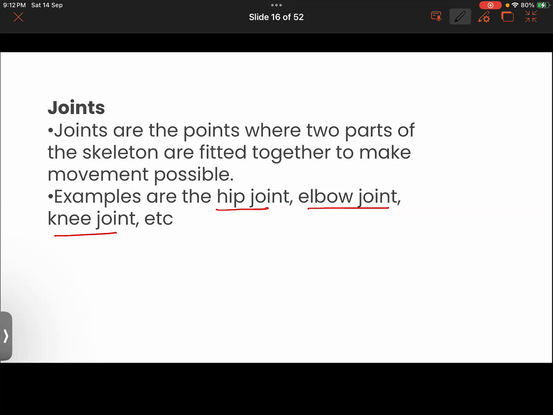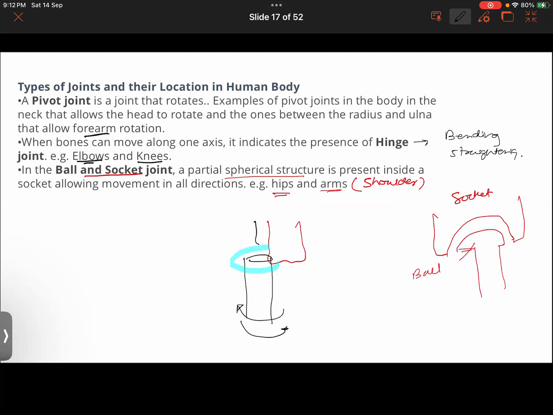So what we had learned about the pivot joint is that it allows the bone to rotate about one axis. Okay, about one axis, it will be able to rotate the bone. The examples are in the case of the neck, and in the case of our hand also.